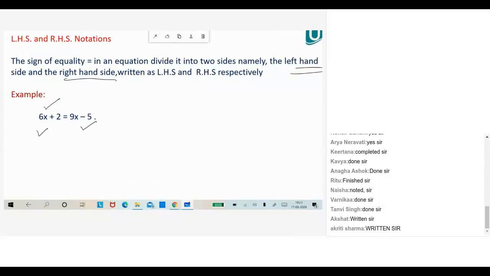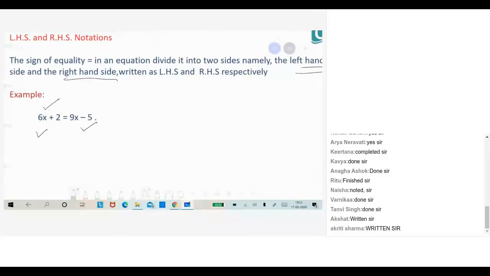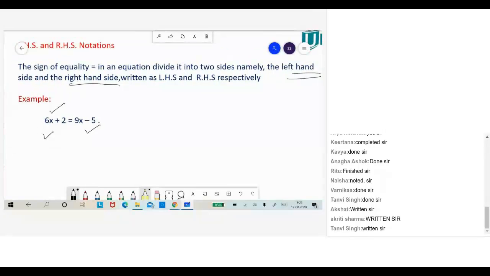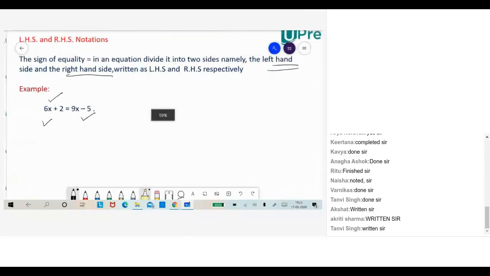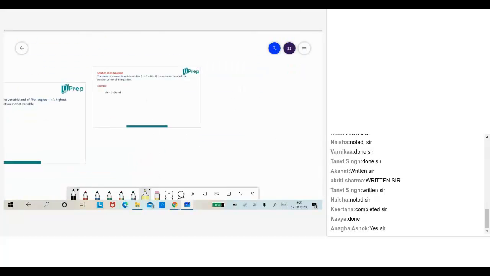I'm sure everyone can see this. Yes, take this. Here, 6x plus 2 is called the LHS expression. Here, 9x minus 5 is called the RHS expression. Right. Let's go for the next concept.